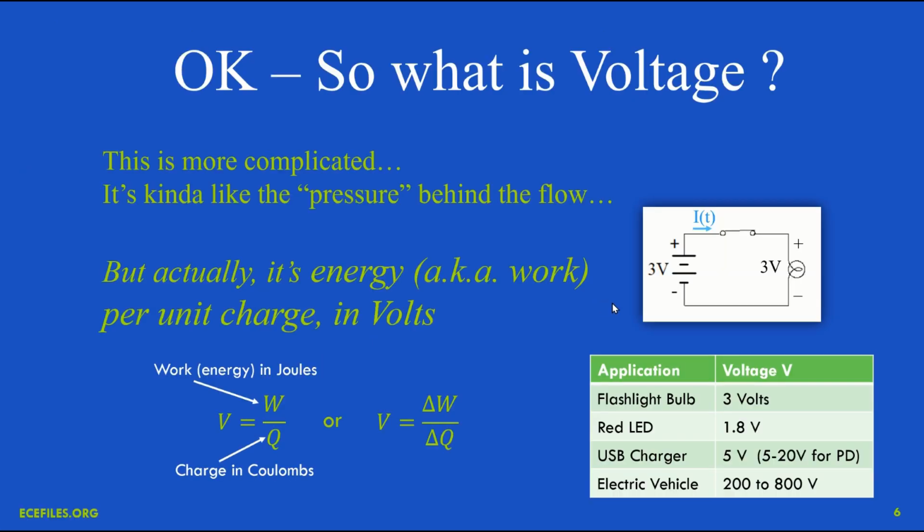Where is that work taking place? Well, inside the battery, there's positive charge at the top and negative at the bottom, and the battery's trying to put more positive charge at the top and more negative charge at the bottom.